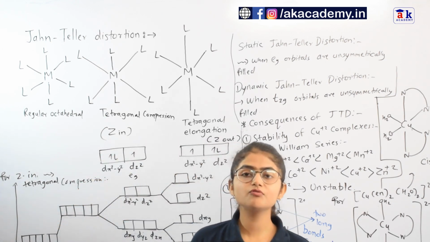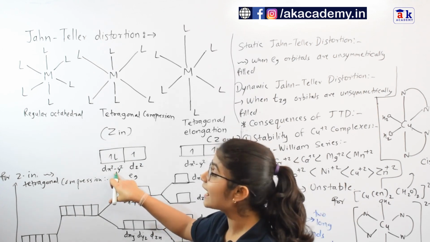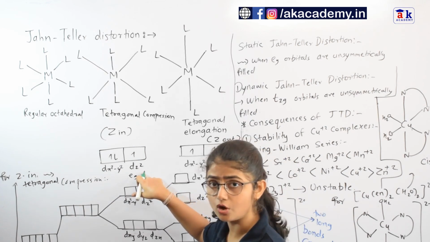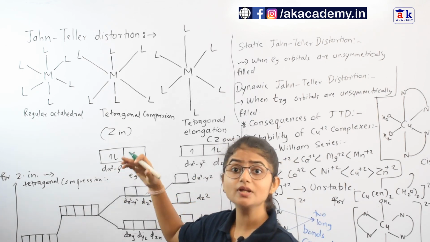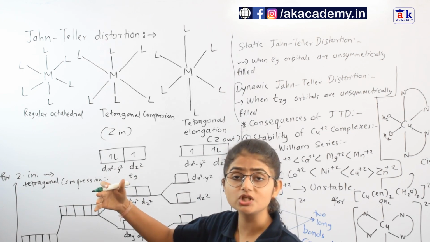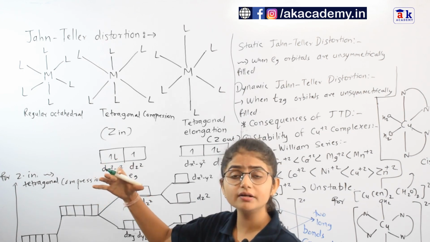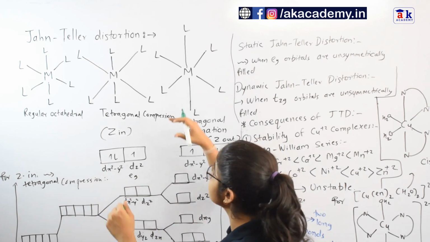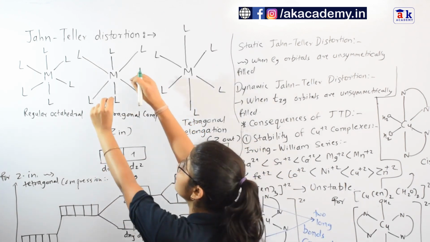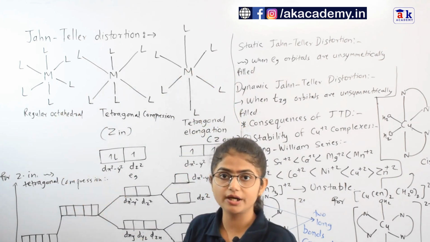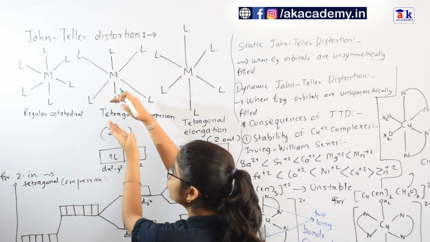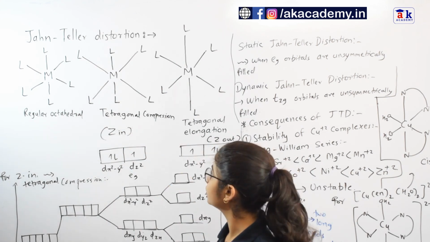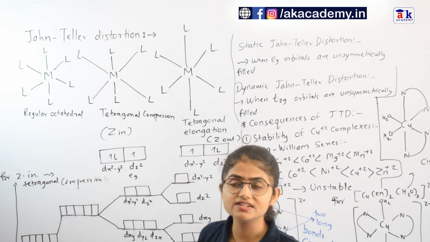So what is going to happen for tetragonal compression means the dx² − y² orbital this time will have one electron extra than the dz² orbital. So these orbitals are going to experience more repulsion. The xy-containing orbitals are going to experience more repulsion, and that's the reason the xy-containing orbitals will move away from the metal so as to get stability, and the others will move towards the metal. This is what we call tetragonal compression, or Z-in kind of situation.